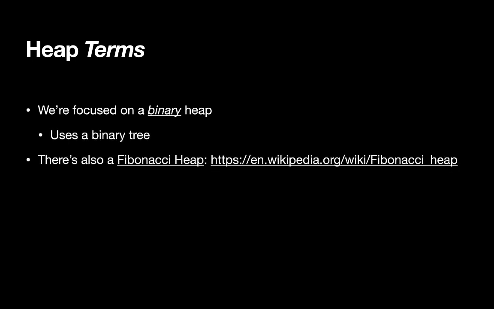Okay, so first off, it's important to note that we've been focused on a binary heap. There are other types of heaps. So the binary heap uses a binary tree. The Fibonacci heap uses a slightly different structure and has better amortized time. So kind of the average time of repeated operations, particularly the insert, is better on the Fibonacci heap.